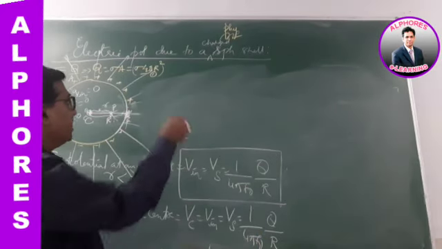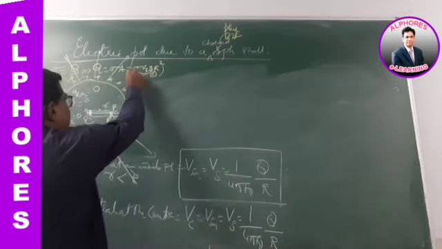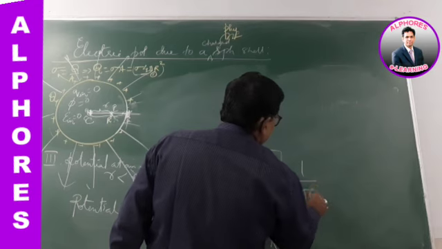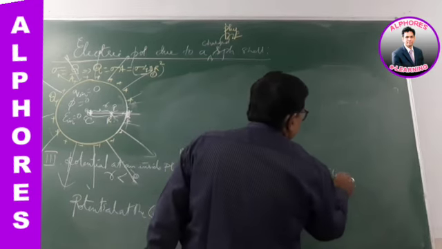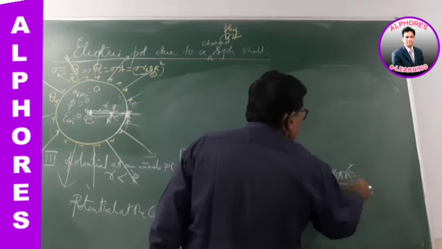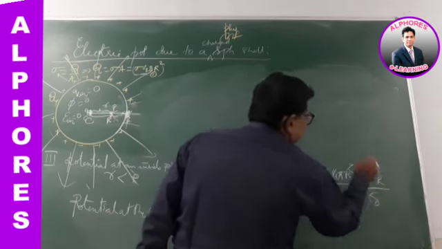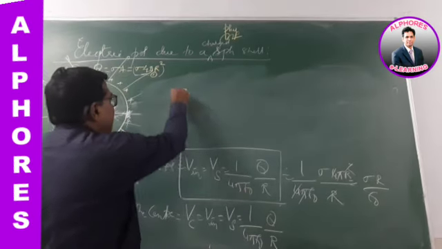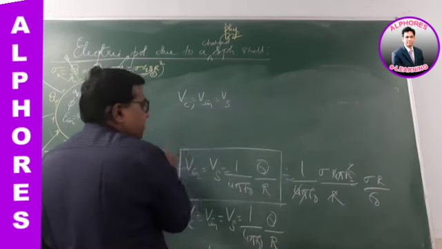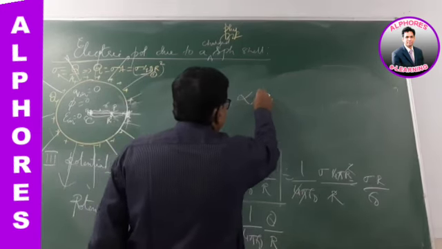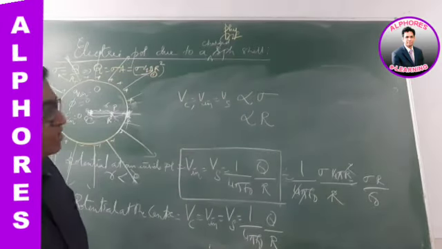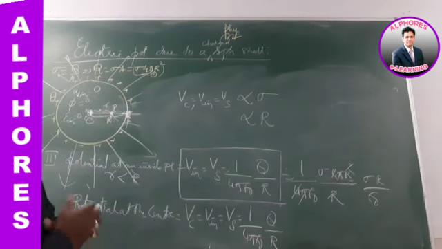Again, if the question is asked in terms of surface charge density sigma, then you can substitute: 1 by 4 pi epsilon naught, capital Q is sigma 4 pi capital R square, by R. 4 pi cancels, and it is sigma R by epsilon naught. So the electric potential at the center, or inside, or on the surface is directly proportional to the surface charge density and directly proportional to the radius of the sphere. Correct? This is how you have to find the potential.